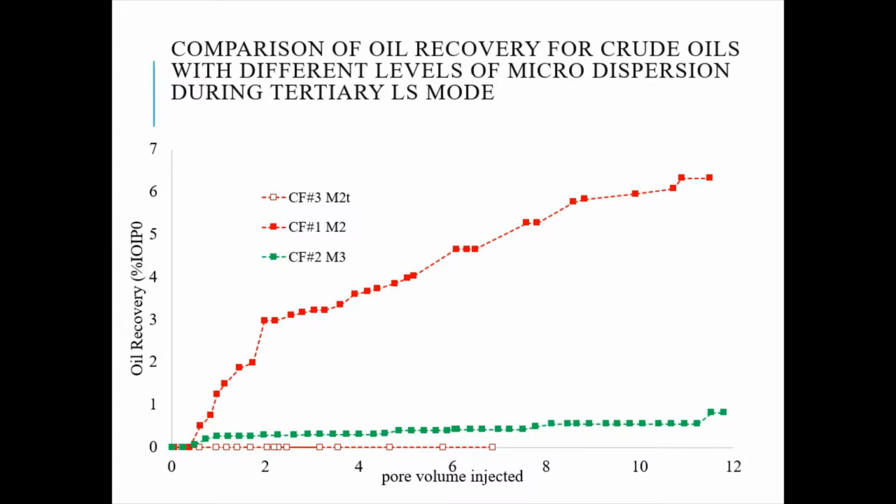You can see a very sharp impact of removing micro-dispersion from the crude oil. When we remove the micro-dispersion from this red one, it actually becomes a very negative crude oil with no response whatsoever to low salinity water injection.